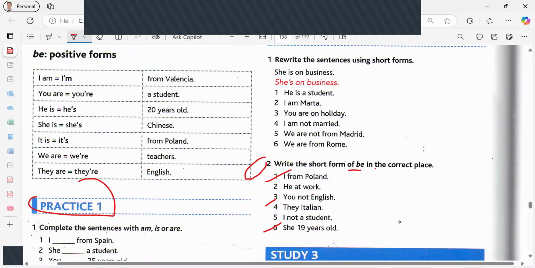Number one, they say I from Poland, but there is a missing word. That is, I am from Poland. Exactly. So the missing word is am. What about 3?